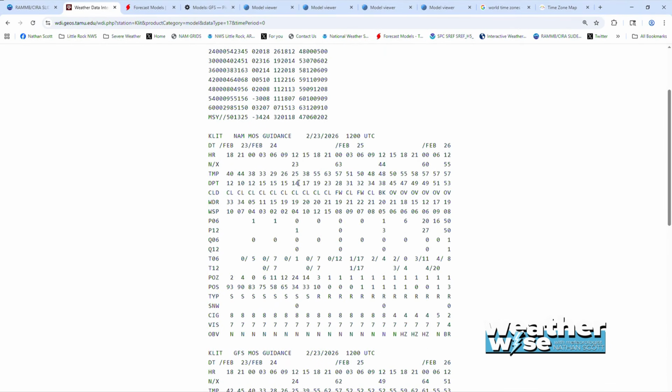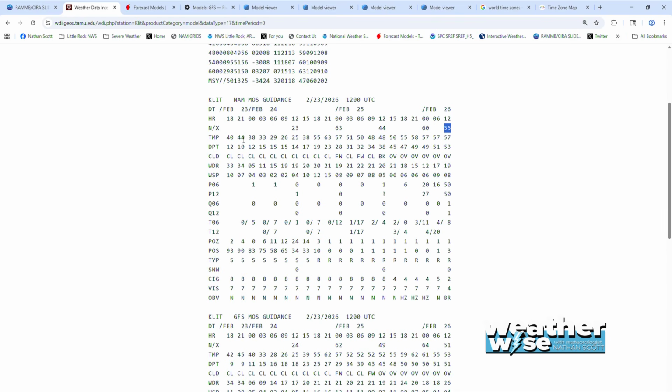So really quickly, I'm going to break this down. There's your time, 18Z, 21Z, 0Z, 3Z, and it goes on and on. So this is looking at the next 2 days. The NAM saying for tonight, for the morning of the 24th, we're going to drop down to 23 at Little Rock. The high is 63, the low is 44, the high is 60, the low is 55. This is the temperature going throughout the entire night.